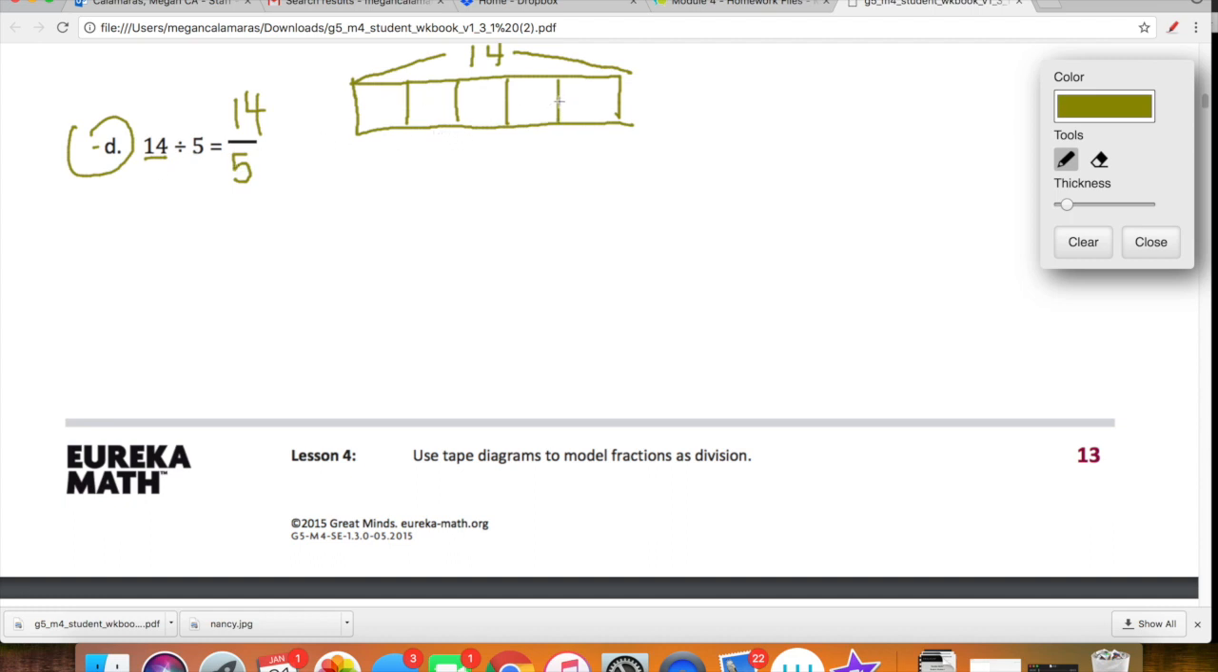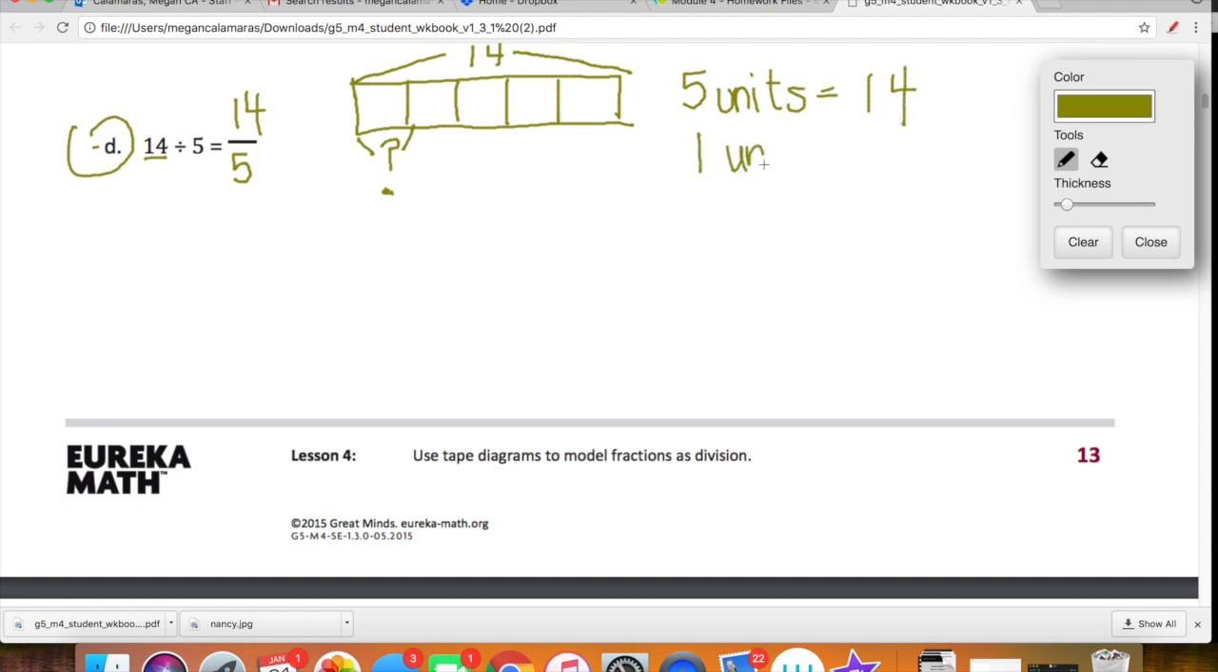14 divided by 5. Okay. So we want to figure out, what does one piece equal? Here's what we know. We know that 5 units, 1, 2, 3, 4, 5, 5 units are equal to 14.